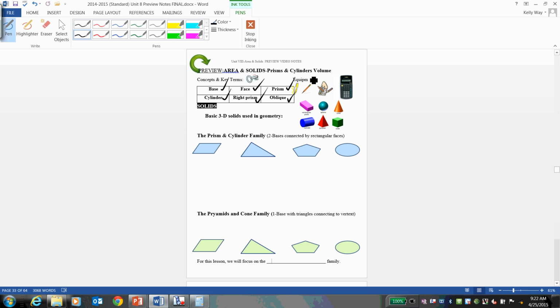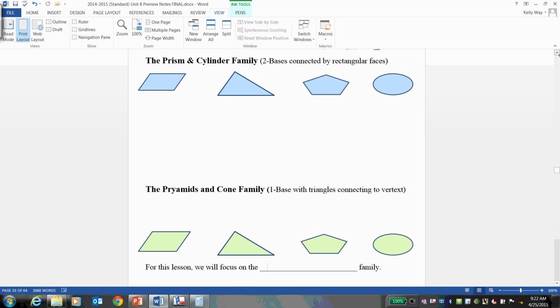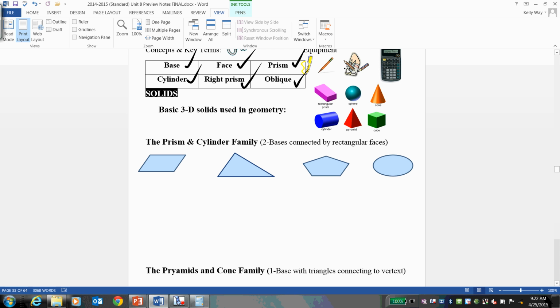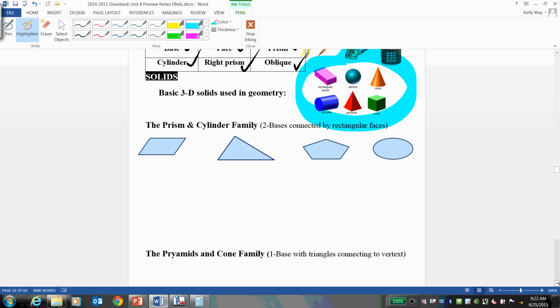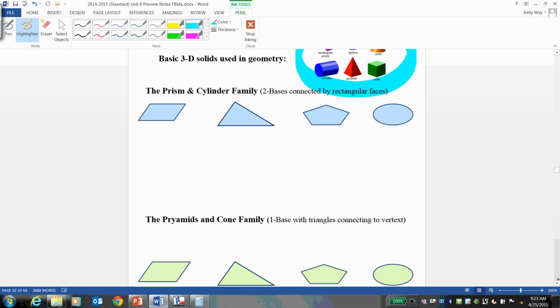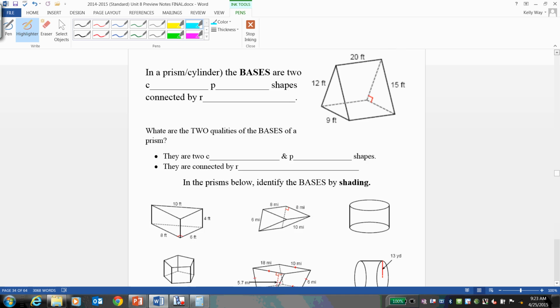There are 2 main families of solids, or 3D shapes. Here are some examples of solids that you're already familiar with: a rectangular prism, a sphere, a cone, a cylinder, a pyramid, and a cube. Now we're going to break solids down into 2 families: the prism and cylinder family, and then the pyramid and cone family.